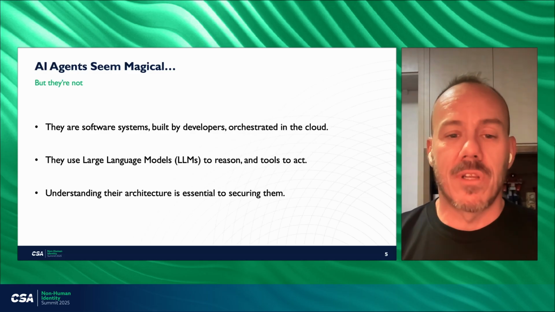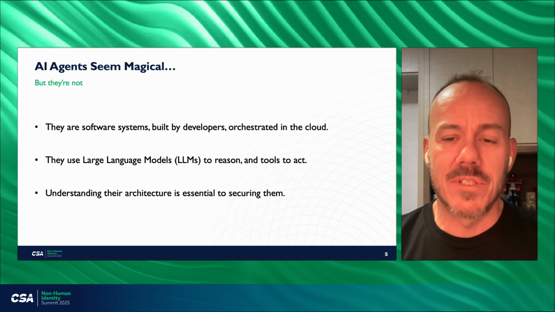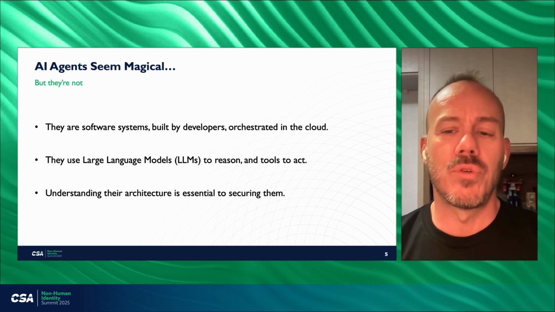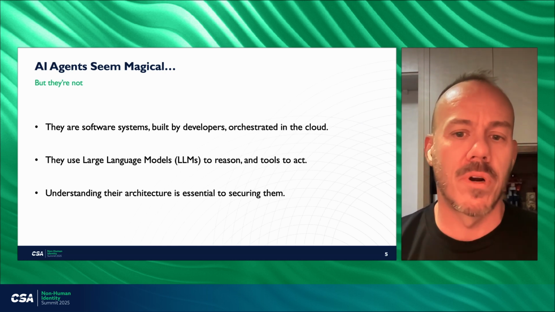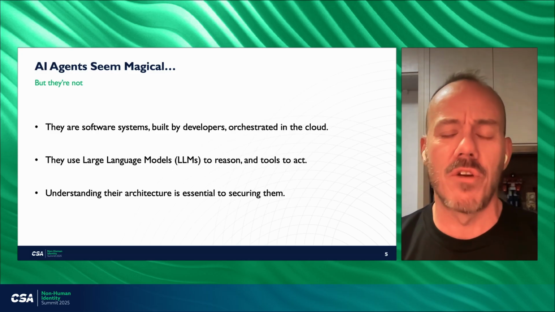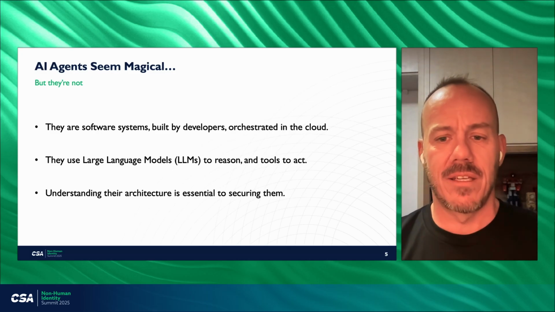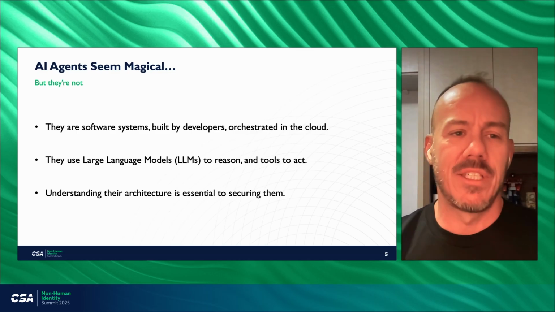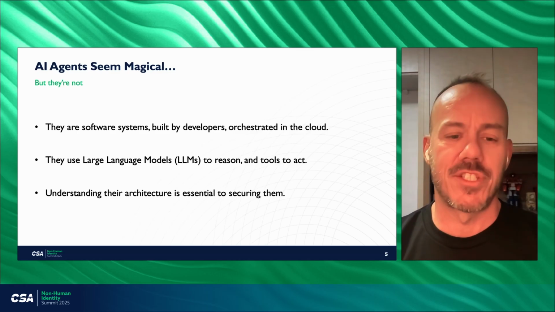AI agents use large language models, or LLMs, to reason and tools to act. This is important, and I'll illustrate this later with some figures. But this notion of reasoning and the notion of taking action is really what makes an AI agent.